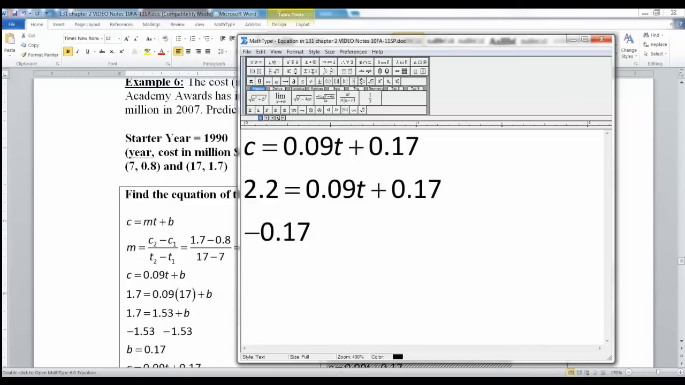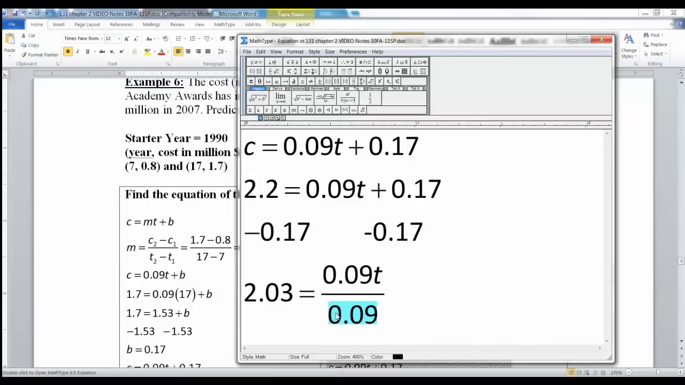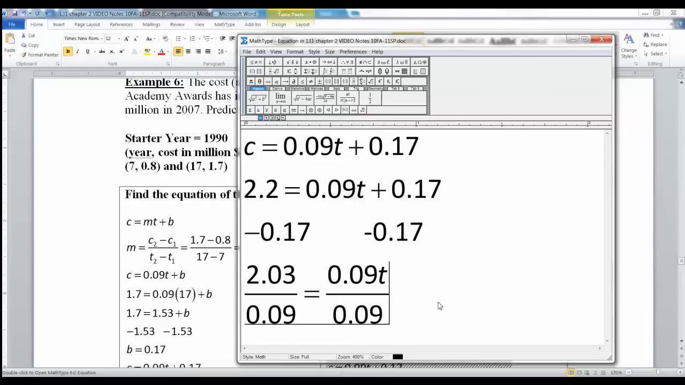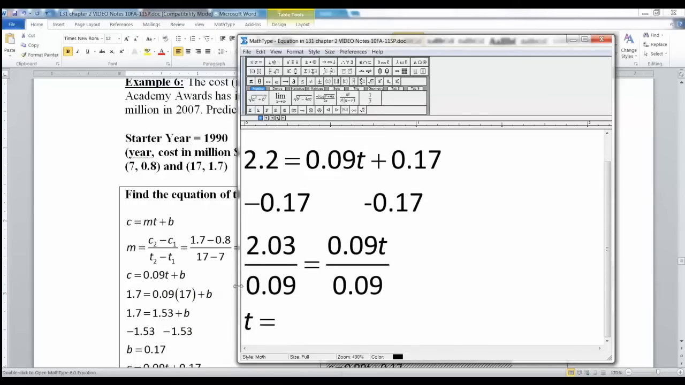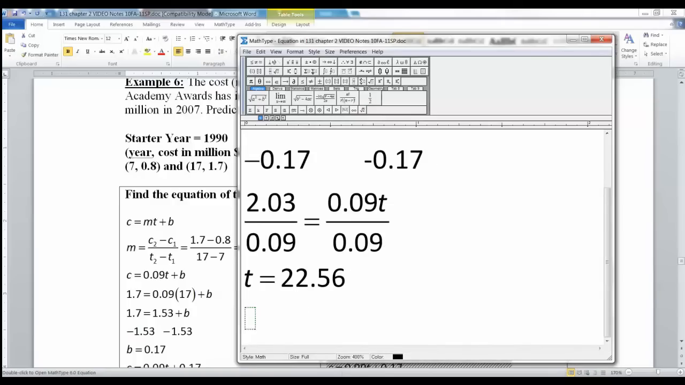So subtract 0.17 from both sides. You're going to get, let's see, 2.03 equals 0.09 T. There we go. Then you divide both sides by 0.09 because you want to get T by itself. Of course, you do it to the left, you got to do it over here. You're going to get T is about equal to 22.56. Now, what year is that?